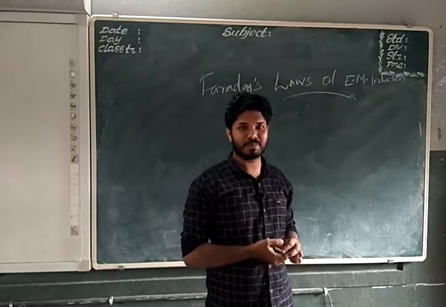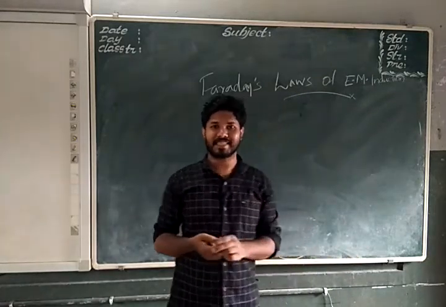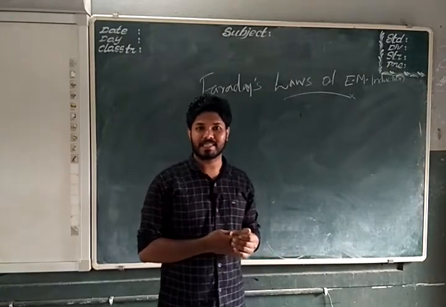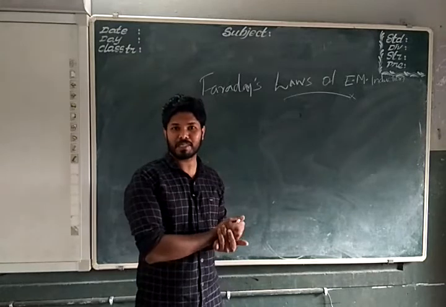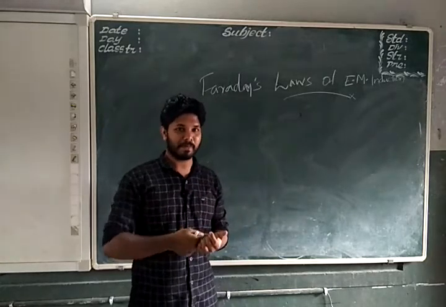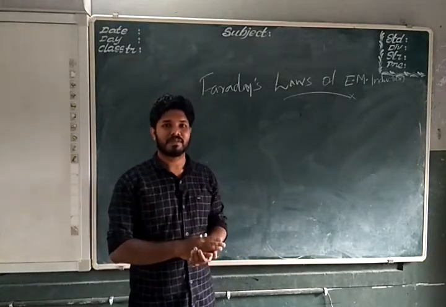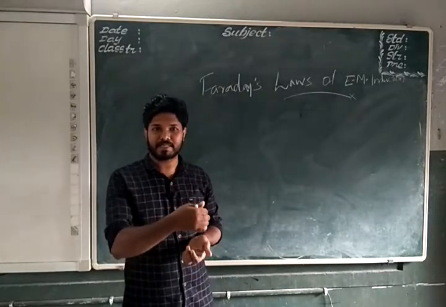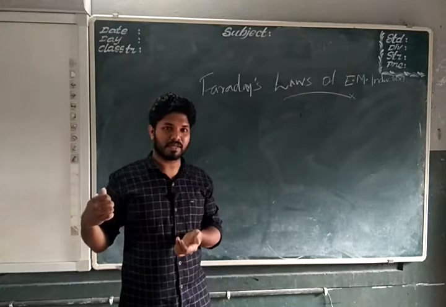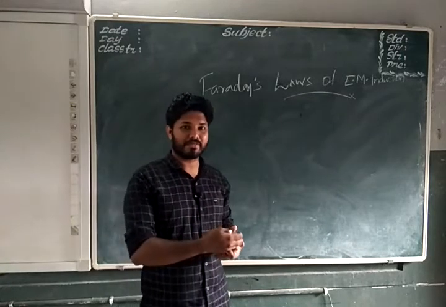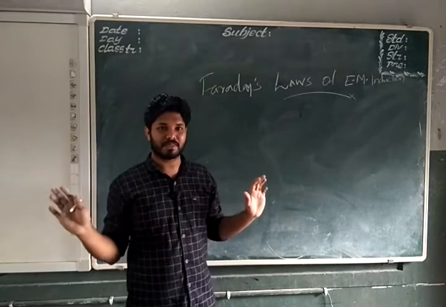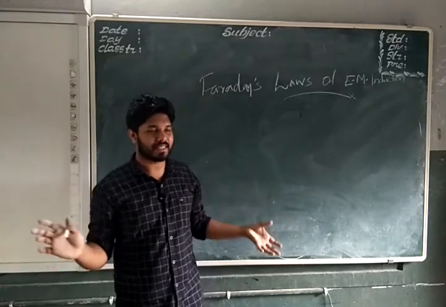We were discussing electromagnetic induction, isn't it? So what was electromagnetic induction? Electromagnetic induction is the phenomenon of production of current from magnetic effects, or by changing the magnetic flux, that is, the total number of magnetic field lines associated with the coil. If you are changing the magnetic flux associated with the coil, an induced current is formed in the circuit. This is called electromagnetic induction.